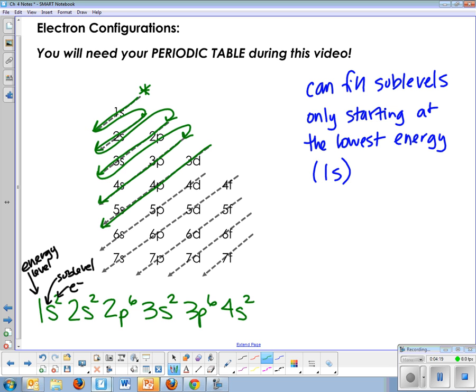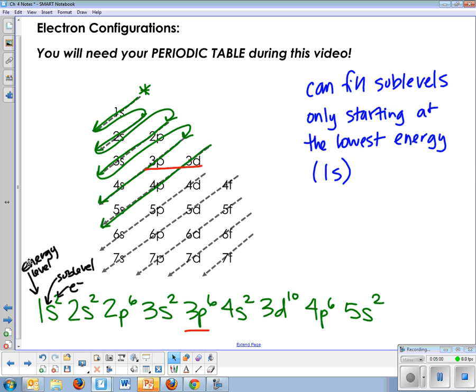3d, 4p, 5s. So we've got 3d next. D's have, remember, 5 orbitals, 2 electrons in each for a total of 10. And then 4p6, and then 5s2. The common mistake that students make is right here. They'll do 3p, and then when reading across, they'll do 3d next. But actually, 4s is lower energy, so electrons are going to go there before they go in 3d, which is higher energy. So follow the diagonals. Don't just go across left to right.